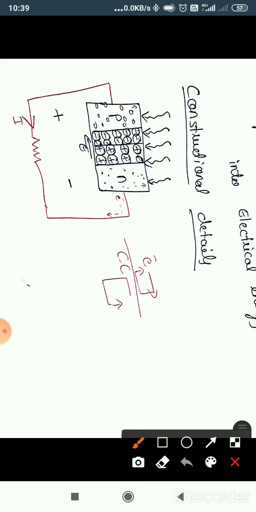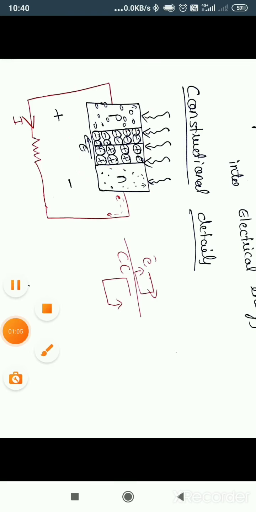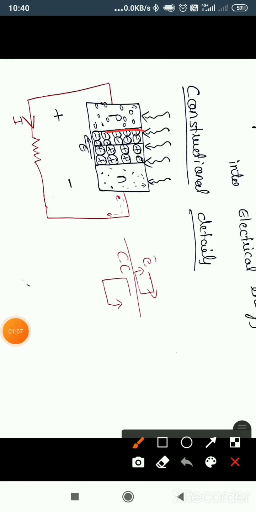So when light energy falls on a solar p-n junction, what happens? Electron hole pairs will be generated in the junction. When we combine a p-type material and an n-type material, there will be a formation of a junction, that we know. That is nothing but positive and negative ions created in the junction. So when we incident light energy, that is h nu, what happens? Electron hole pairs will be generated in the junction.